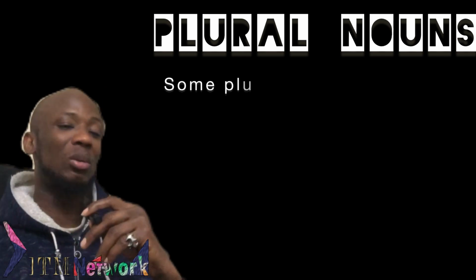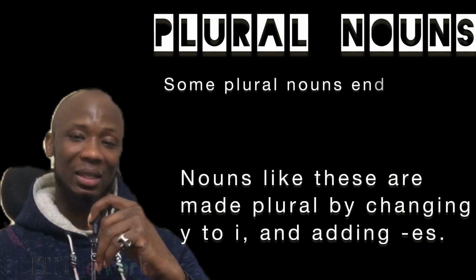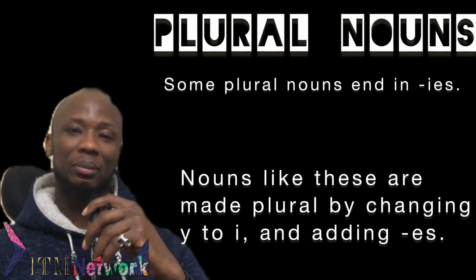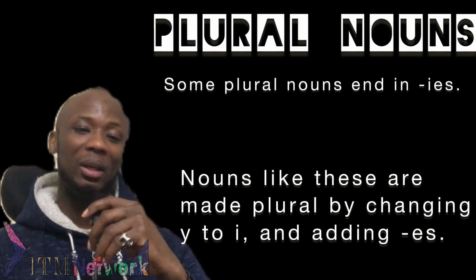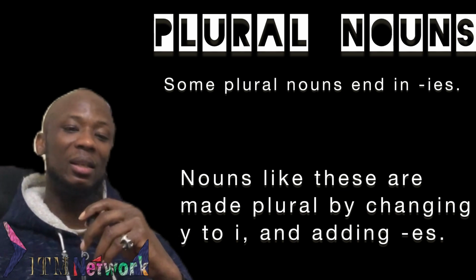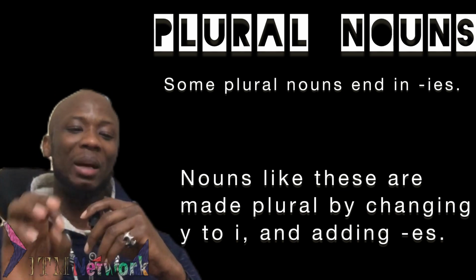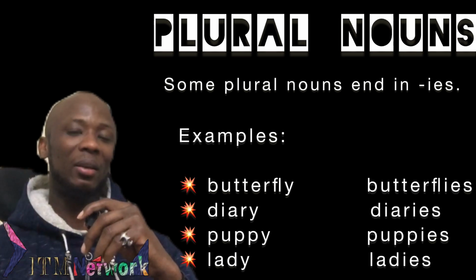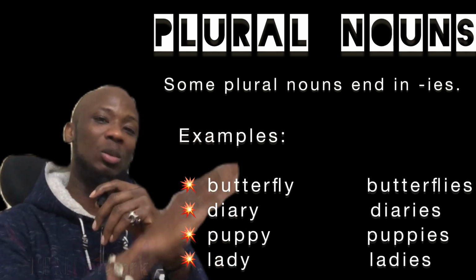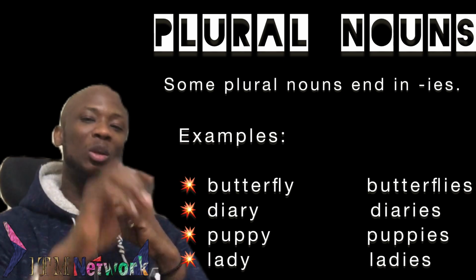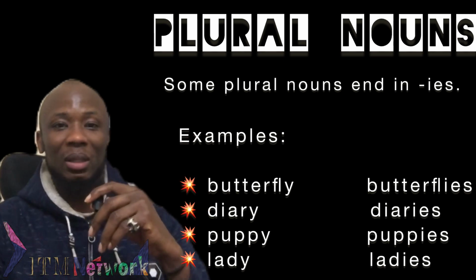Now some plural nouns also end in ies, like butterfly, butterflies; canary, canaries; lily, lilies. Nouns like these are made plural by changing the y to i. So when you change the letter y to i, you just add es and it makes the plural.